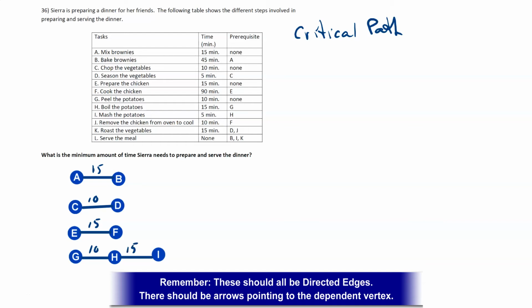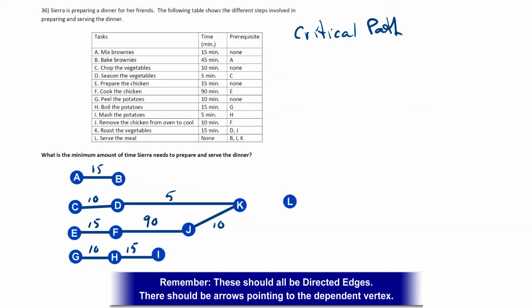Task J depends on task F, and task F is a very long 90 minutes. Task K depends on 2 things. It depends on both J being completed and task D being completed. Task D is a very quick 5-minute task, and task J is a 10-minute task.